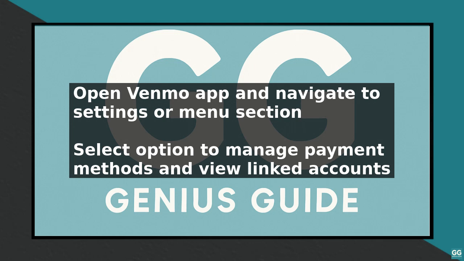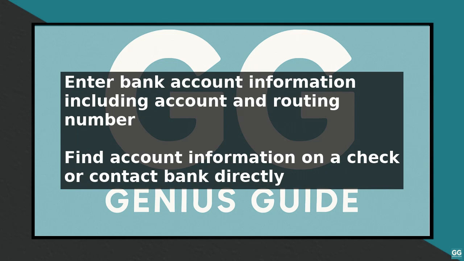account and Venmo balance. Next, select the option to add or edit a bank account. You will be prompted to enter your bank account information, including the account number and routing number. You can find this information on a check or by contacting your bank directly. Once you have entered this information, Venmo will verify your account by making 2 small deposits into your account.